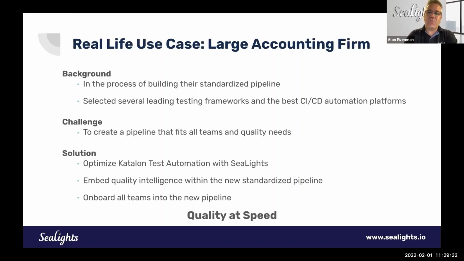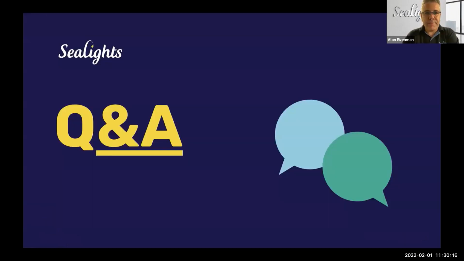And then also having SeaLights embedded inside their pipelines to provide quality analytics as part of the pipeline, and be able to have quality governance embedded inside those pipelines. And now when onboarding all teams into this new pipeline, it's an easier selling point to all the teams that are considering jumping in and onboarding into the new standardized pipeline. So with that, they're basically achieving quality at speed. Now moving back to Abigail for the Q&A session.